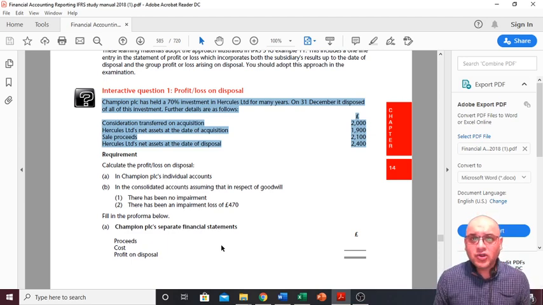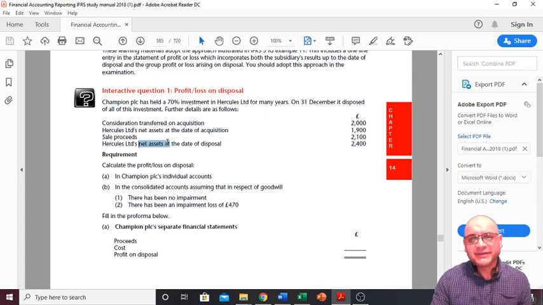Please notice we know what the net assets of Hercules were on the date of disposal, but we do not know the goodwill, so we need to work out the goodwill. And just in case the net assets figure is not given, you know how to work it out: it is assets of the subsidiary minus liabilities. Also note, net assets means the equity section of the subsidiary. So either you deduct liabilities from assets, which gives you net assets, or you can simply take the total of the equity section of the subsidiary.